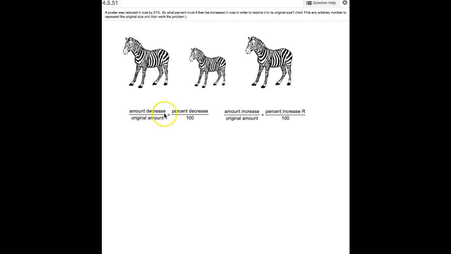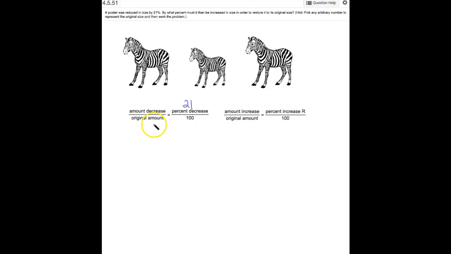Here is the initial equation that we'd start with, because when we go from the larger poster to the smaller poster, we're decreasing in size. So we fill in what we know. Well, we know the percent decrease is 21%, so we can put 21 in the numerator. We run into trouble because we don't know the amount of the decrease, and we don't know the original amount.